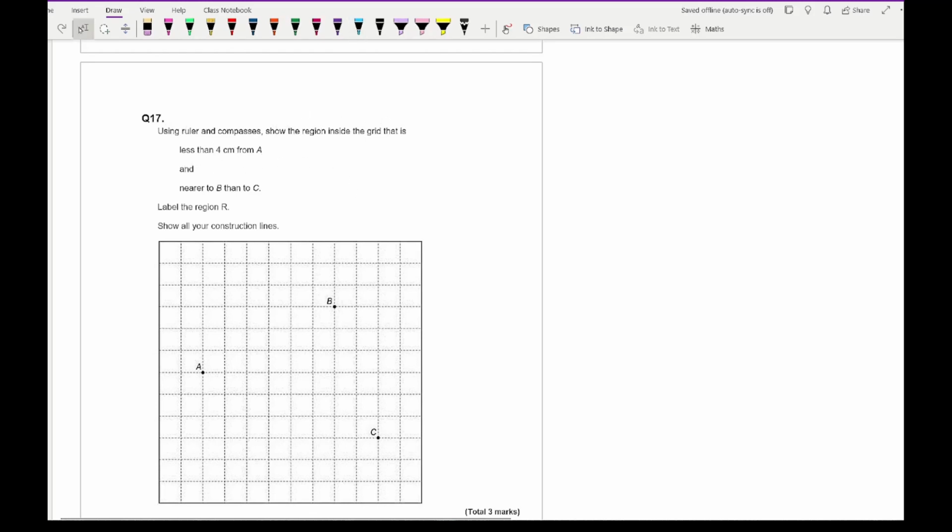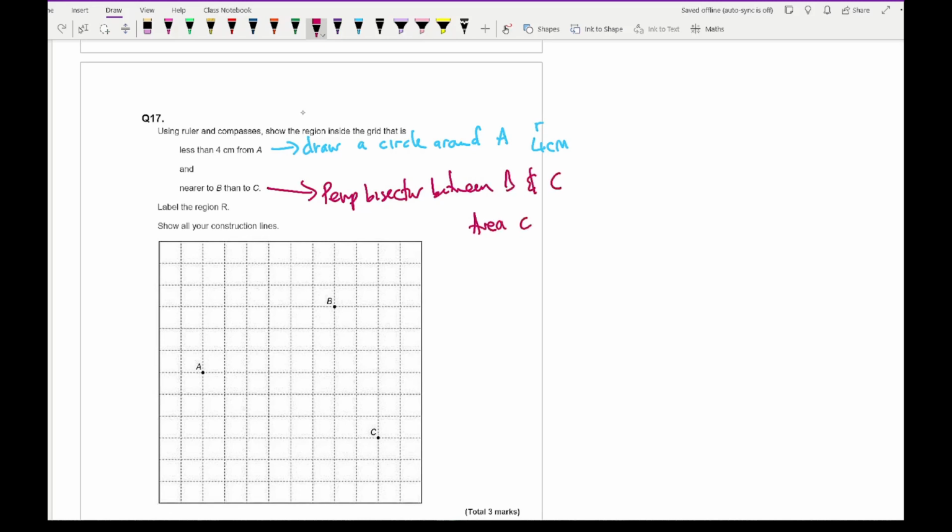So for this, what you need to do is draw a circle around A with a radius of 4 centimeters. And for the second part, we need to do a perpendicular bisector between B and C, and we want the area closer to B.